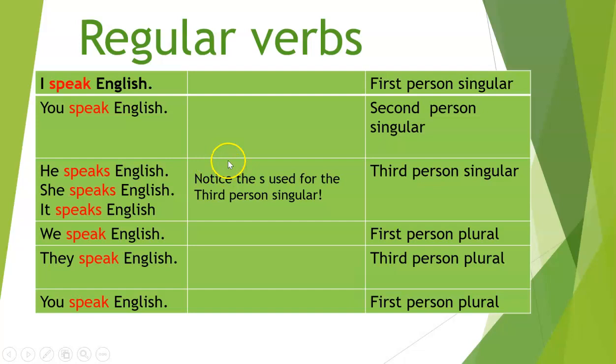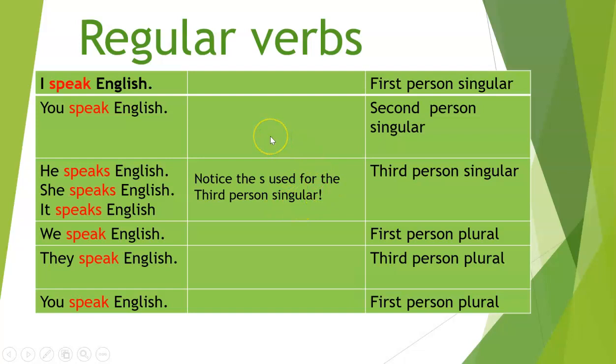Now again, for regular verbs, we have I speak, you speak, he speaks, she speaks, it speaks, we speak, they speak, you speak. And again, notice the S that's used for these three, which are called third person singular.